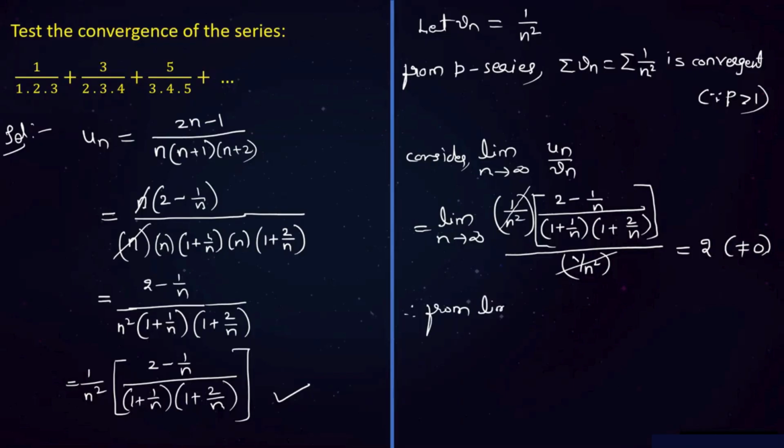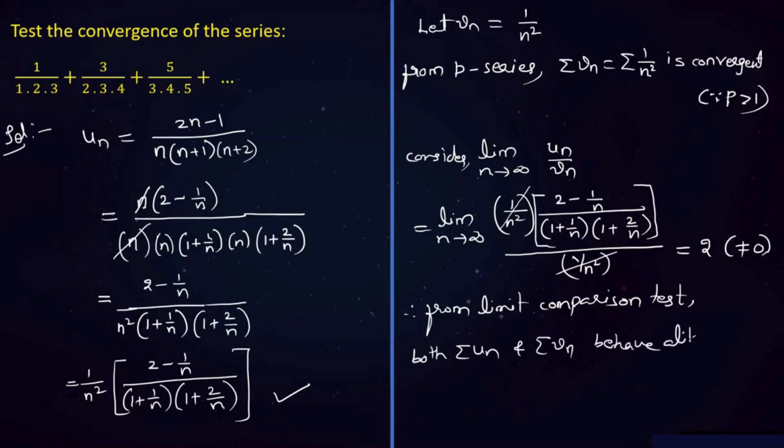Right? Therefore, you see, from limit comparison test, we have already discussed it. From limit comparison test, when the limit n tends to infinity of un by vn is a finite non-zero value, we say both summation un and summation vn behave alike. Right? What do you mean by this? If summation vn is convergent, then summation un is also convergent. See what you got earlier? For this auxiliary series from P series, we already got summation vn is convergent.